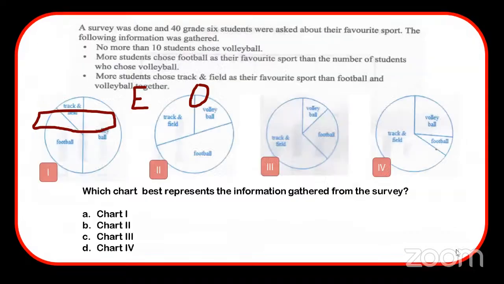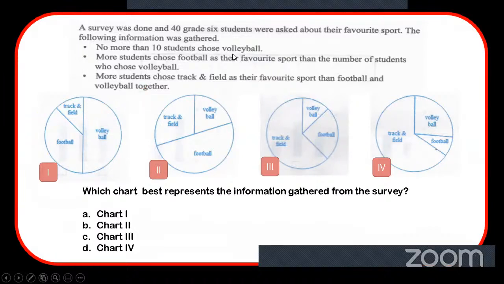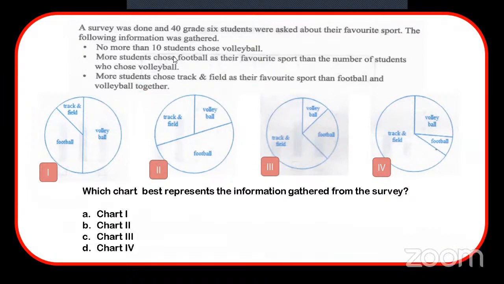All right. So a survey was done and 40 grade 6 students were asked about their favorite sport. The following information was gathered. No more than 10 students chose volleyball. More students chose football as their favorite sport than the number of students who chose volleyball. And more students chose track and field as their favorite sport than football and volleyball together. Which chart best represents the information gathered from the survey?